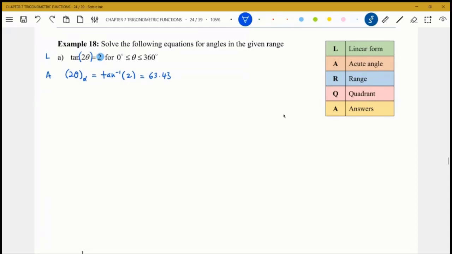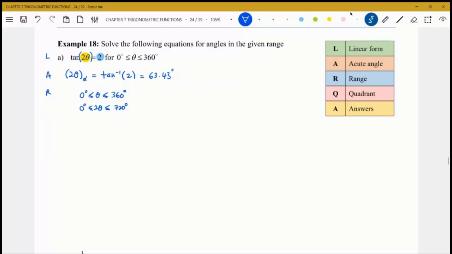Okay, so itu adalah acute angle kita. Now the range, original range yang diberi adalah 0 towards 360, single theta. 0 degree, single theta in the middle, 360. Okay, but then di sini adalah 2 theta. So you have to modify your single theta to be 2 theta. So kalau di tengah 2 theta, kiri kanan pun kita perlu darab dengan 2. So on the right hand side, we're gonna have 720. On the left hand side, we have 0.